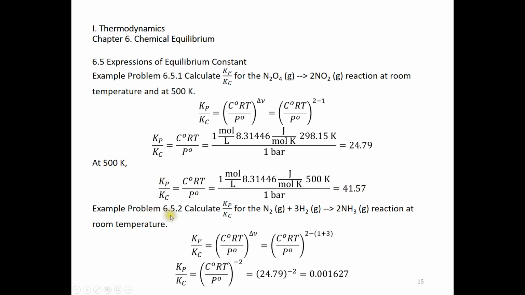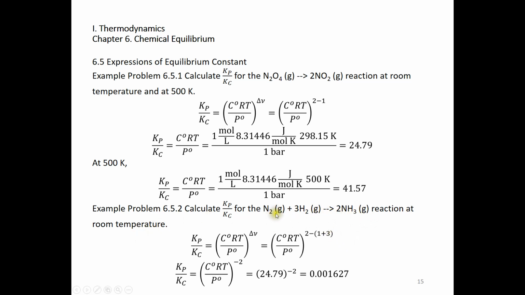Now let's look at example problem 6.5.2. We can calculate K sub P over K sub C for any chemical reactions that involve ideal gases. So here's another example from N2 and H2 to ammonia at room temperature.